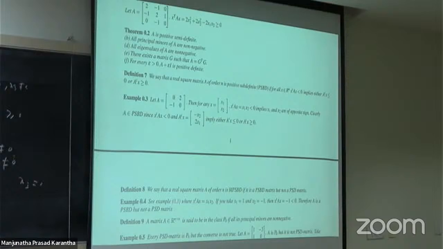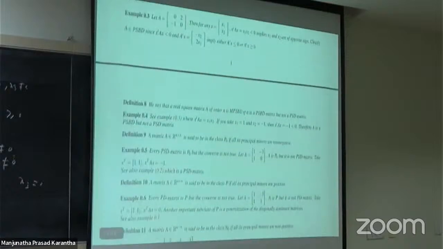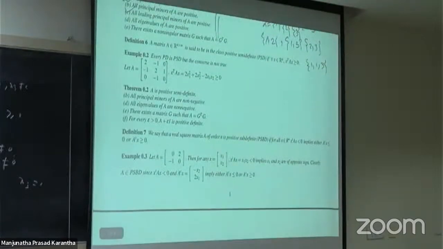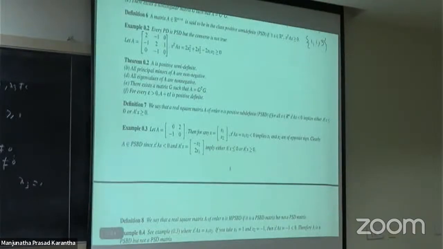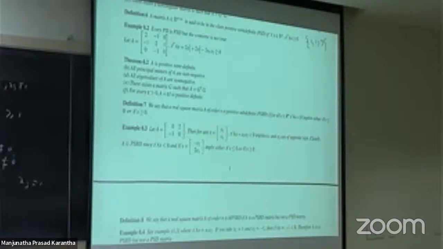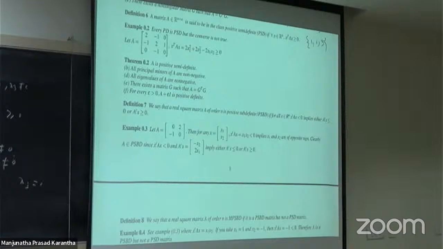So to check whether it is a PSPD matrix, you calculate x transpose A, and you can see that x1 x2 is less than 0. And since x1 and x2 are of opposite sign, you can always figure out that A transpose x is inside. Is there any doubt? Any doubt? This is Theorem 0.2. Yes. Symmetry not required.